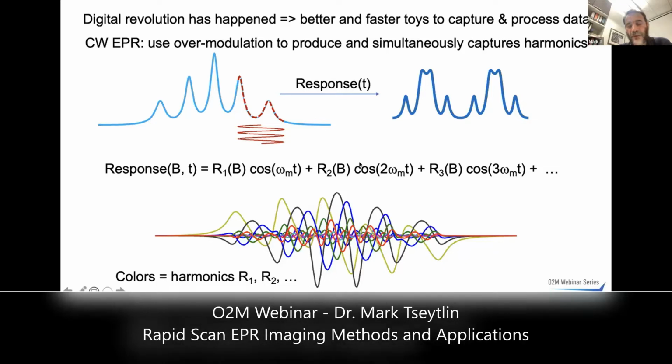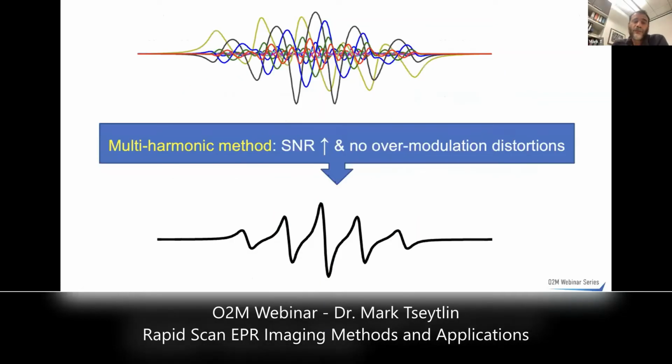You can have multiple harmonics, and if you do so, you'll see EPR spectra look quite different from your first derivative one, like in this picture, where the colors represent different harmonics. So now the question is what to do with them. We developed algorithms which allow us to take all those harmonics and combine them together to get the first derivative EPR spectrum.